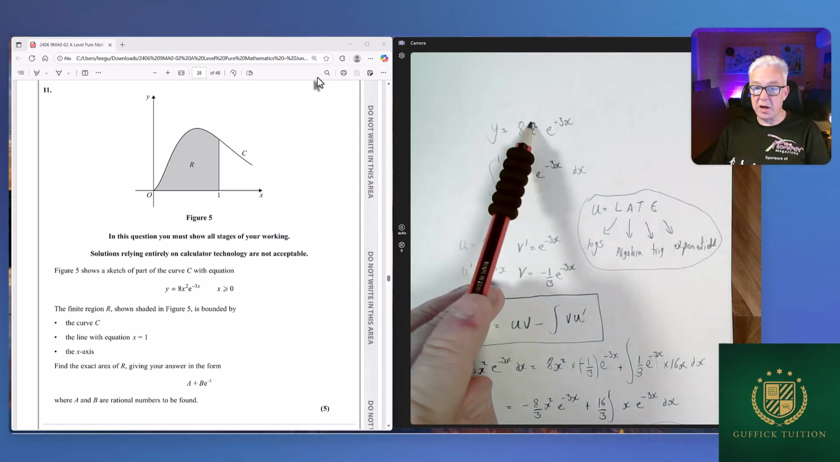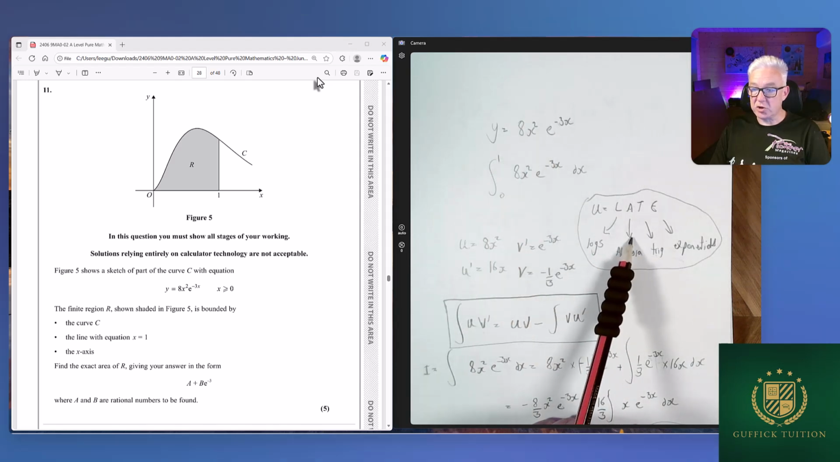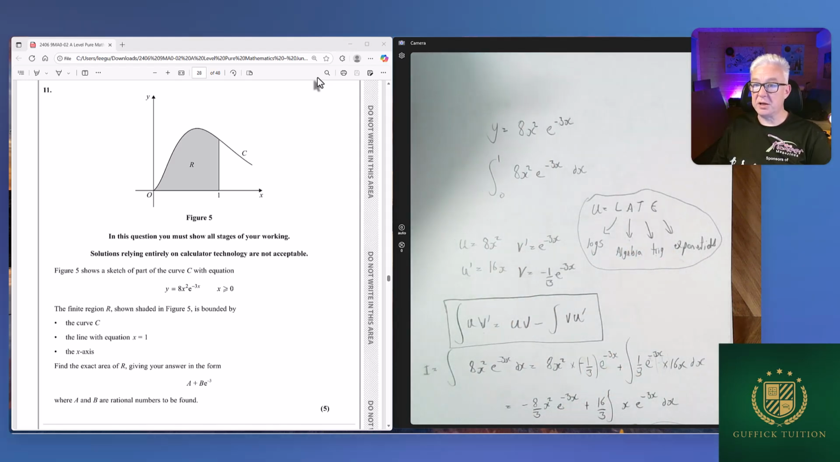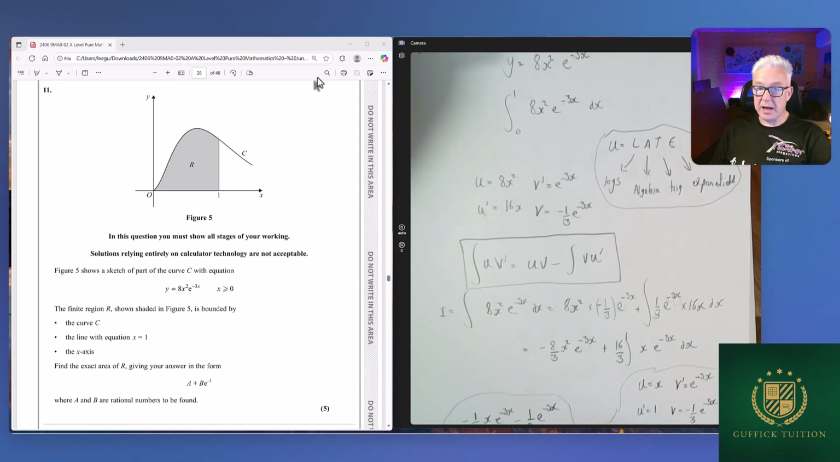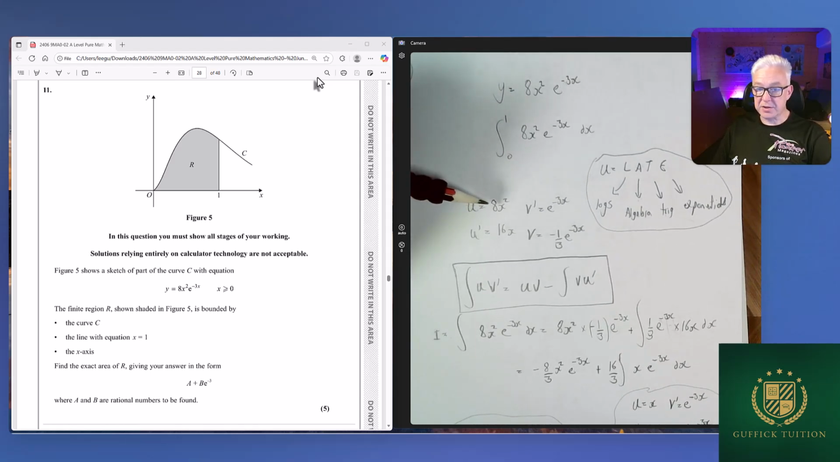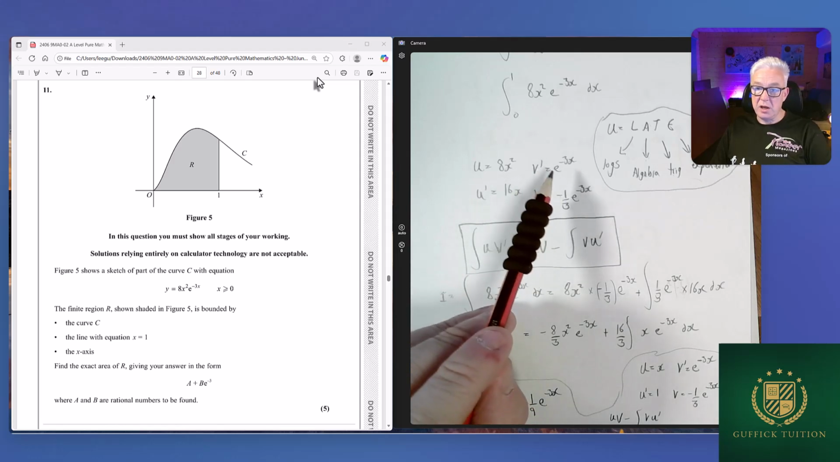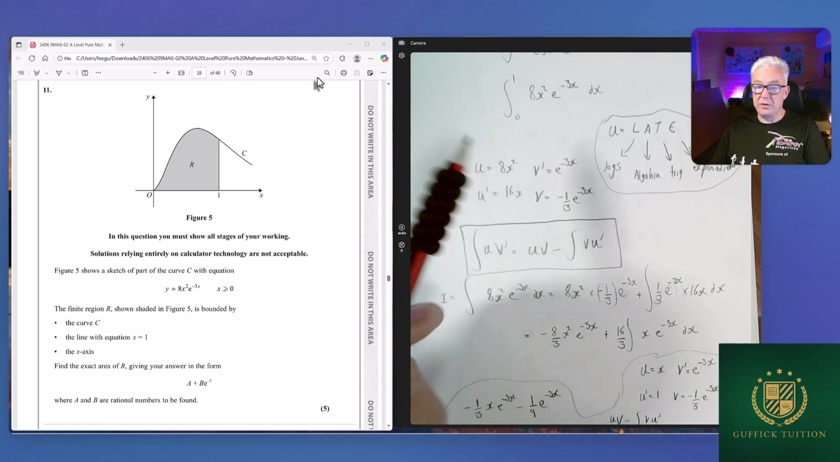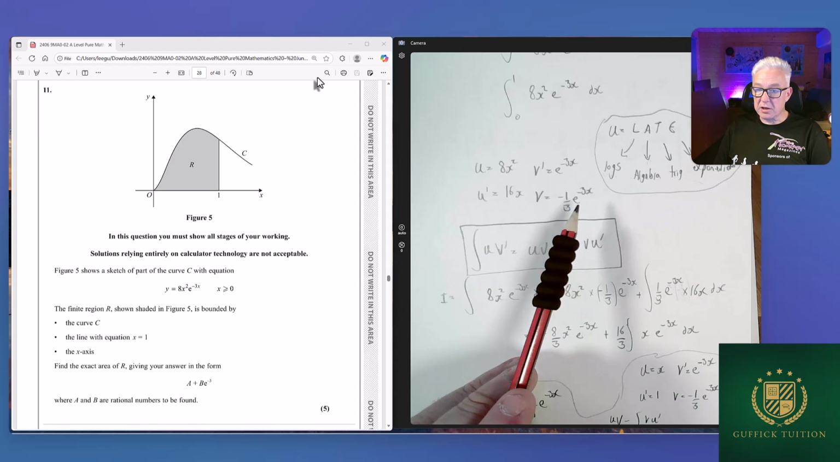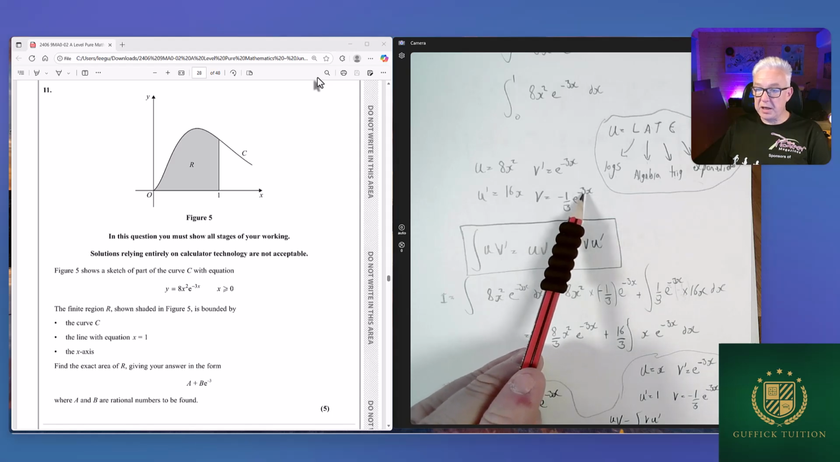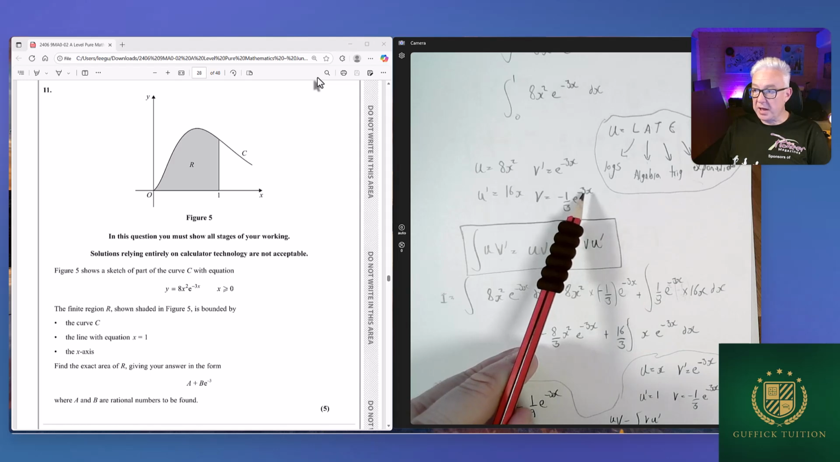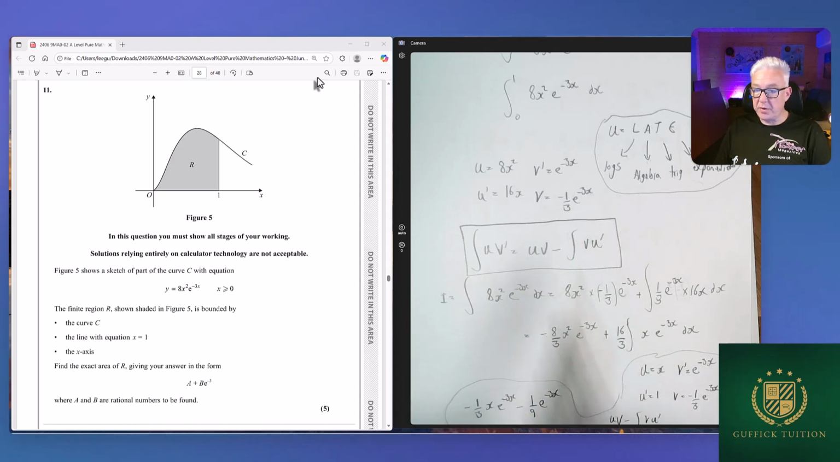So what have we got in this case? We've got algebra and exponentials. Well, algebra trumps exponentials, so algebra is going to be the u. So we write down that the u is the 8x squared and the v dashed is therefore e to the minus 3x. So now we differentiate the u, that gives us 16x. We integrate the v dashed using the chain rule backwards, the reverse chain rule. E to the x integrates into itself, but we've got to divide by the derivative of the inner function, and the derivative of the inner function is minus 3. So we divide by minus 3.